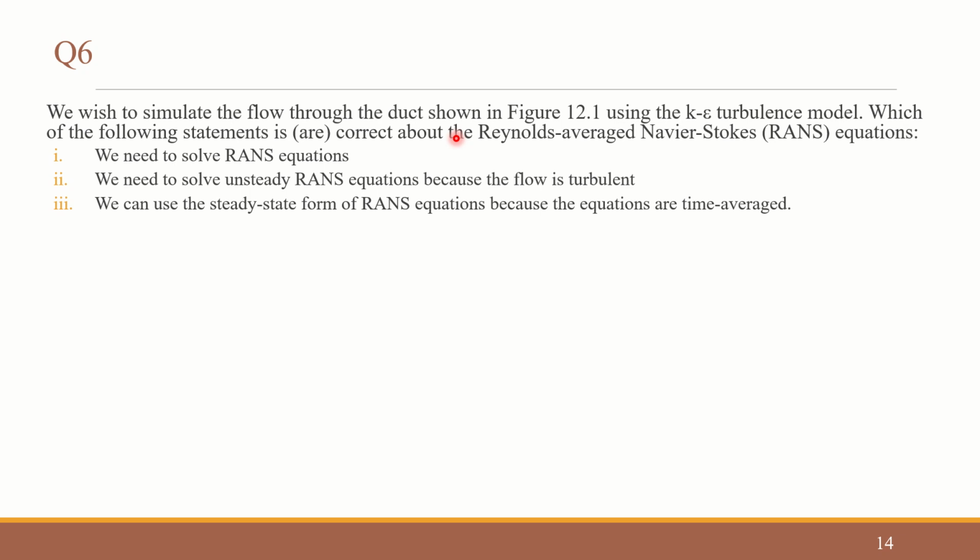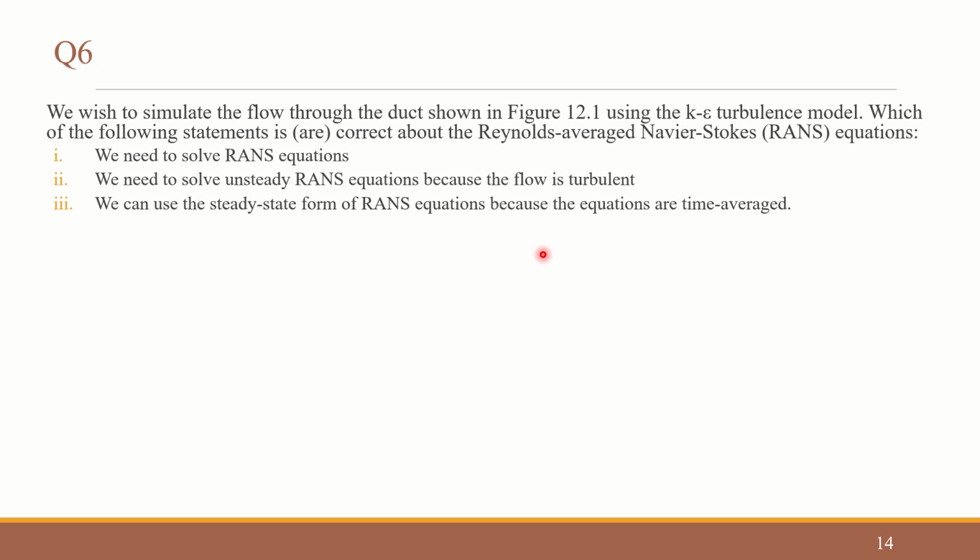We are actually solving for the Reynolds averaged Navier-Stokes equations, and here it is given the unsteady system. So we have to solve the unsteady RANS equations. So the second one is true. Third one: we can use the steady state form of the RANS equation because the equations are time averaged.